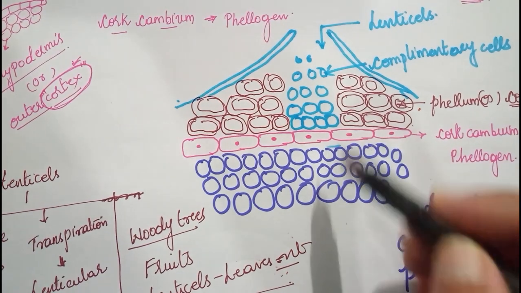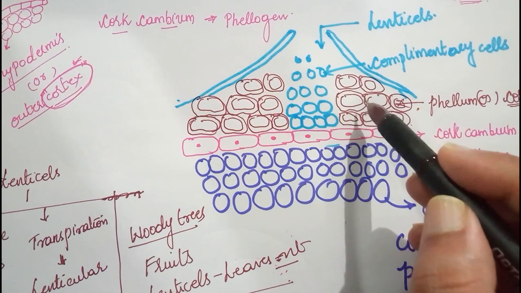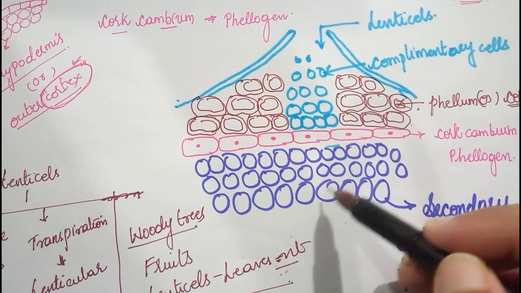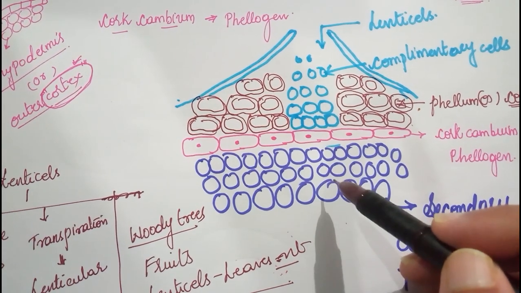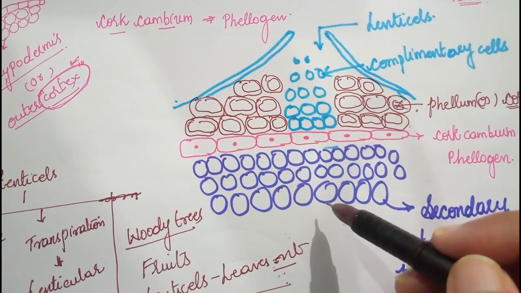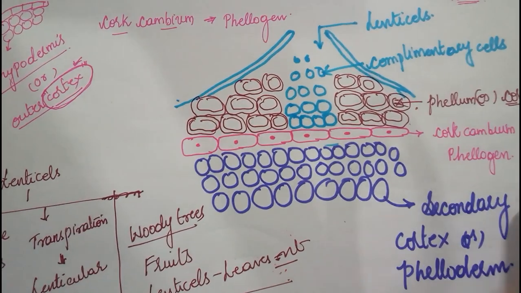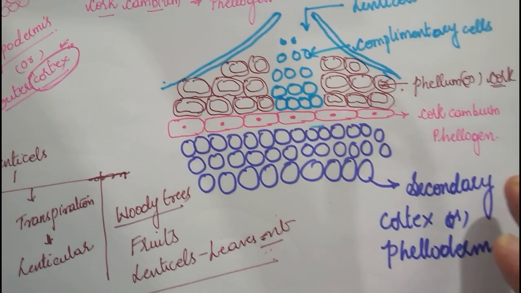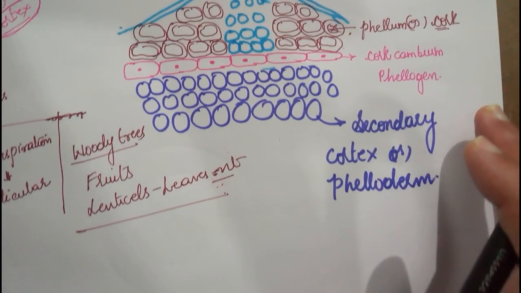These cells are called cork or phellum, and the cells that are formed towards the inside are differentiated into parenchyma, and they can also have chloroplasts in them. This is called the secondary cortex or phelloderm.